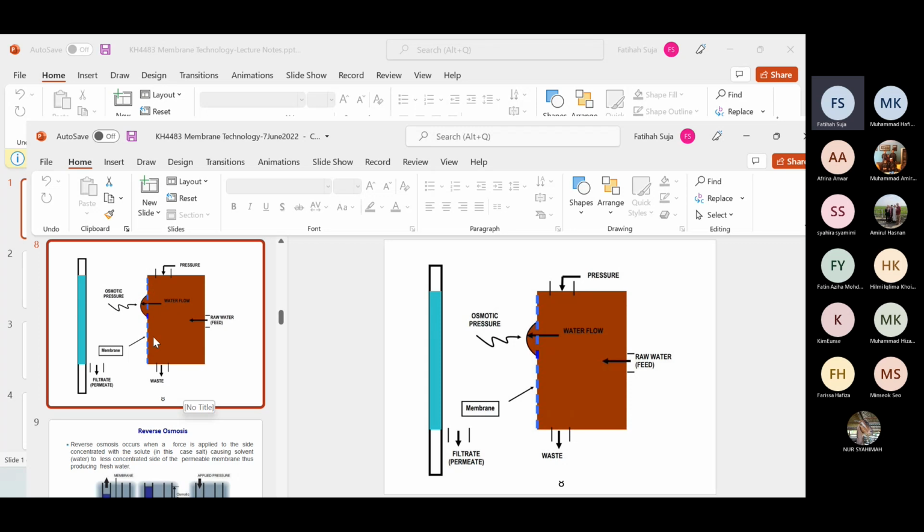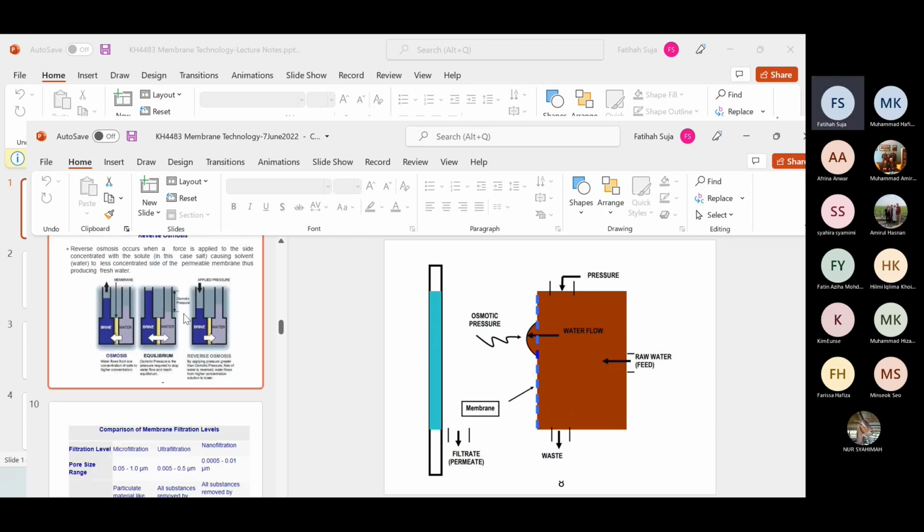So if a membrane system is to be useful, there must be a way to remove this material from the membrane itself, as well as from the entire system. So you need to backwash the membrane and also remove whatever clog you have out of the membrane system. So this is the principle of membrane.